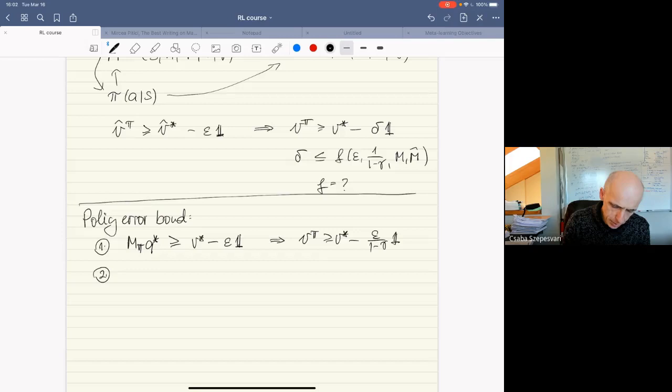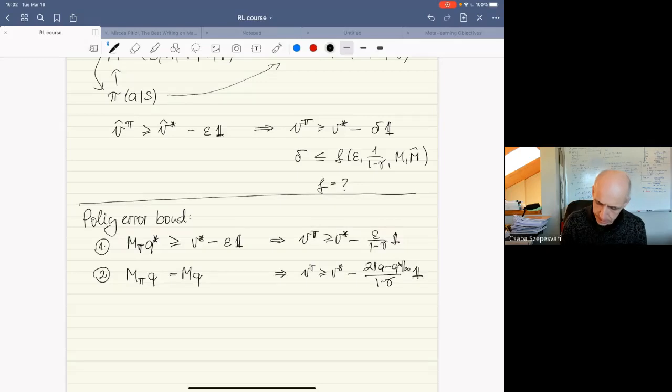And part two was that if a policy is greedy with respect to some action value function, it doesn't matter what action value function we are getting it from, then it follows that the policy is at most 2 times the difference between Q and Q star over 1 minus gamma suboptimal. So now what we can cook with is this inequality.